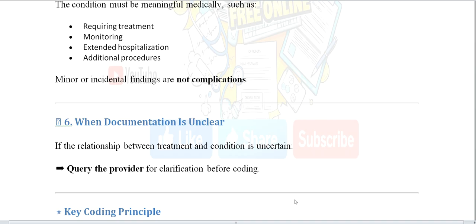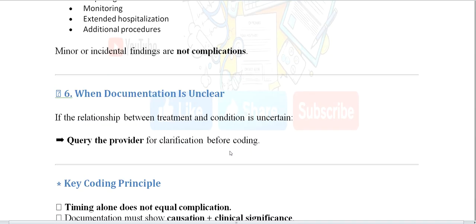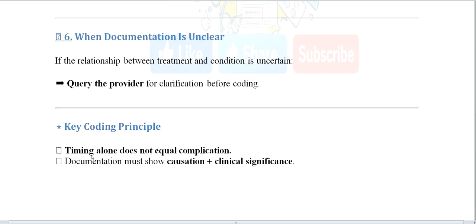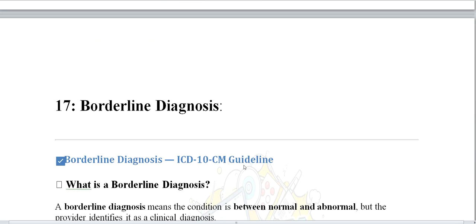So, when is it unclear? If the relationship between treatment and condition is uncertain, query the provider for clarification before coding. Key coding principle: timing alone does not equal complication. The document must show cost and clinical significance.